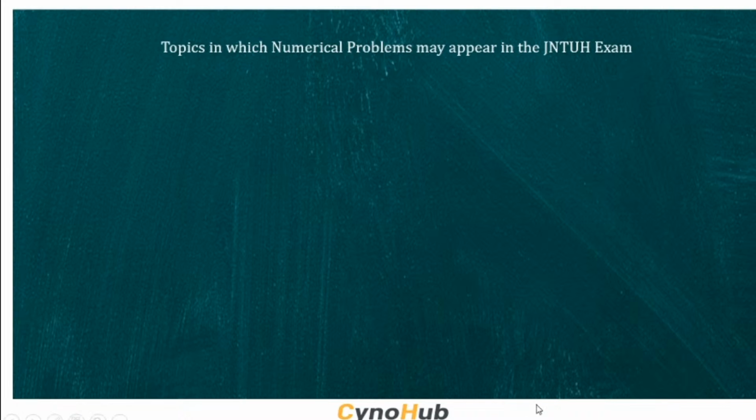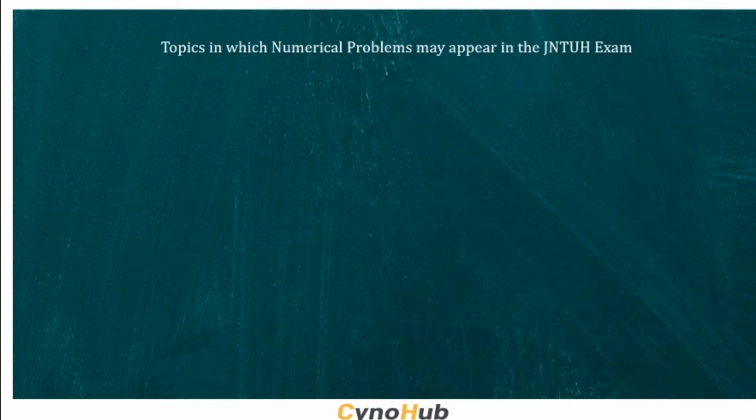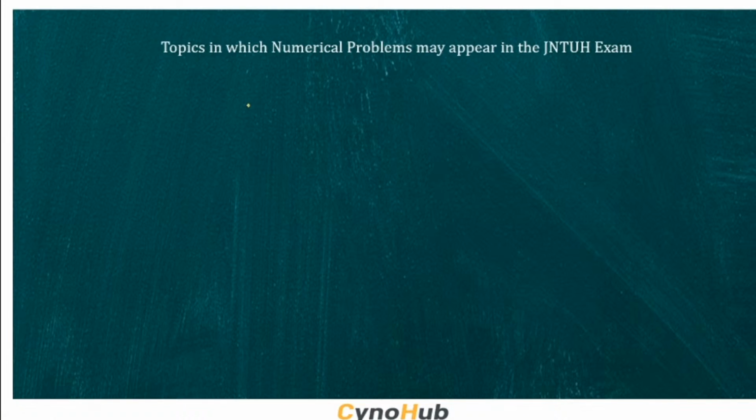Now, I would write the equations in the first unit. What are the equations that the numericals may come from? The first equation is lambda equal to h by mv. This is the de Broglie equation. You can even consider it as h by p, where p is momentum. Another equation is lambda equal to 12.27 by root v, where v is the potential. This is for an electron only.